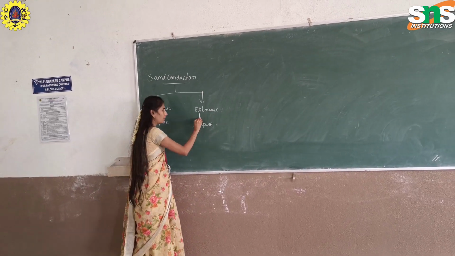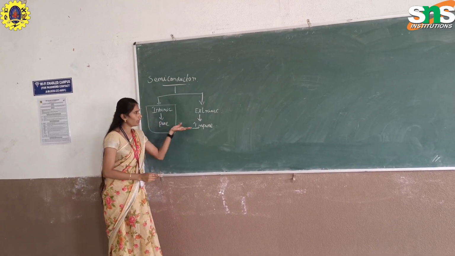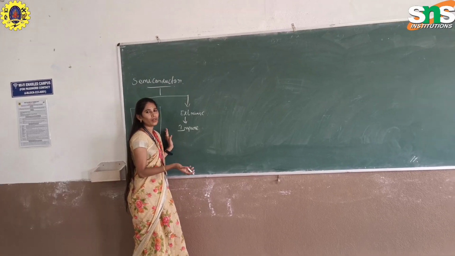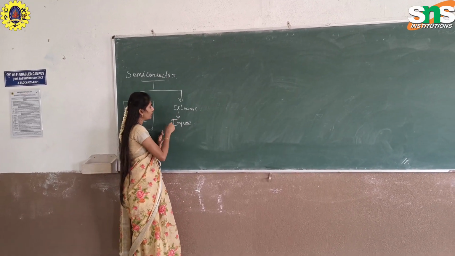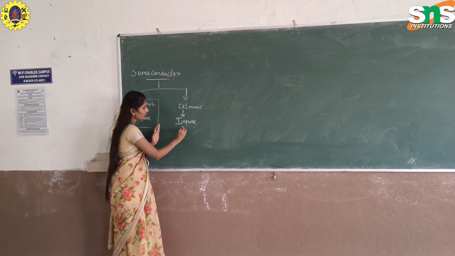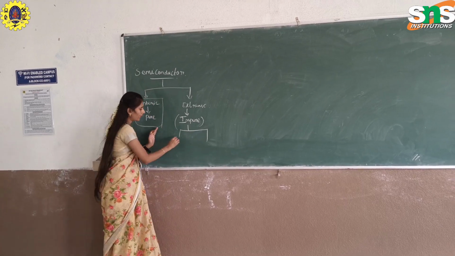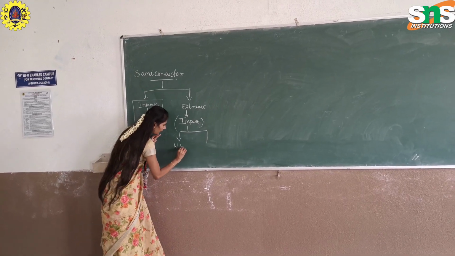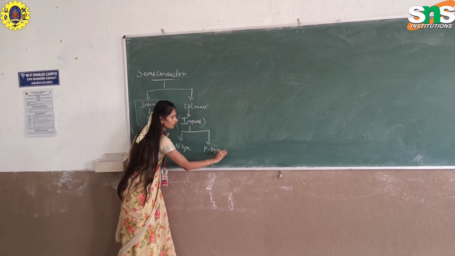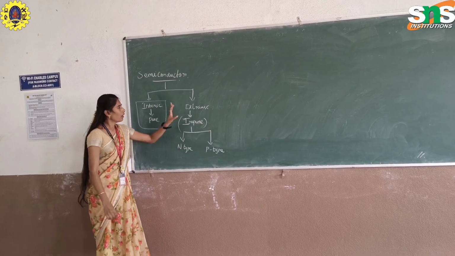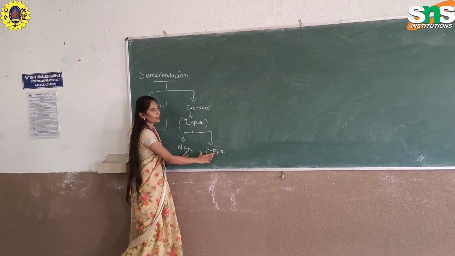Last class we discussed the topic of intrinsic semiconductors and their types, and now we are going to discuss extrinsic semiconductors. Impure semiconductor means based on impurity. Extrinsic semiconductors are also classified into two types. What are the two types? N-type semiconductor and P-type semiconductor.